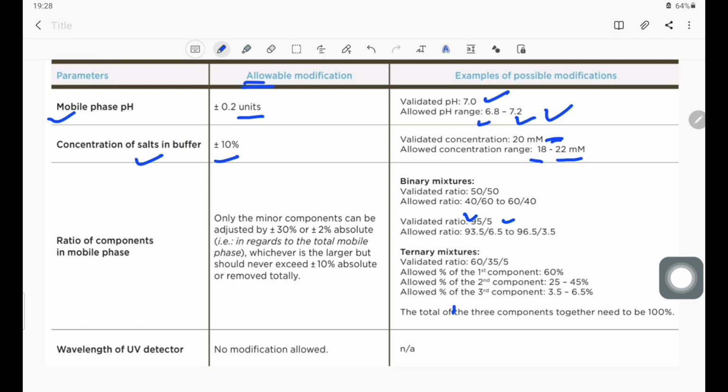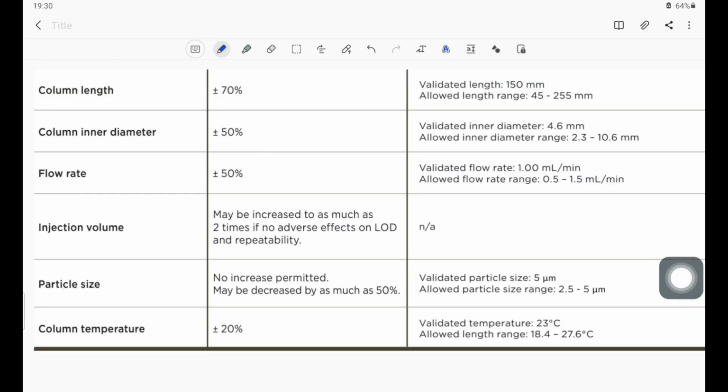The fourth parameter is wavelength of the UV detector. Now there is no change allowed in the wavelength of any UV detector or wavelength of the compound. The next parameter is column length, and the allowable change is plus minus 70%. For example, if the validated length of the column is 150 mm, then the allowable length change will be 45 to 255 mm. Now 255 is not available, so we can take 250 mm of column length.